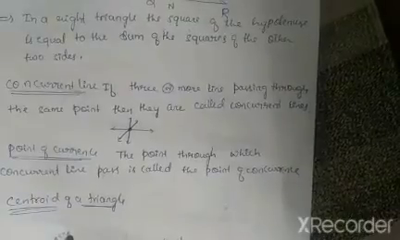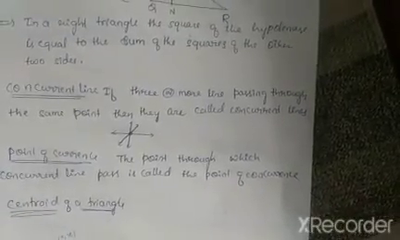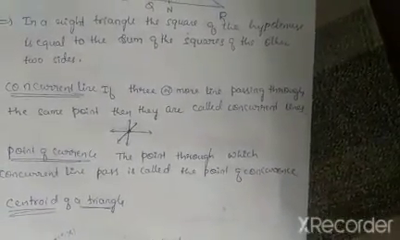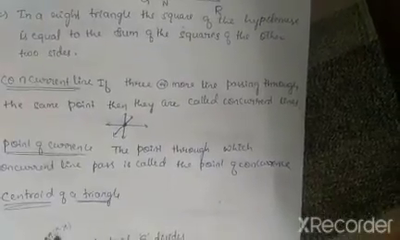I will take the vertices (x1, y1), (x2, y2), (x3, y3). From these three you can easily calculate the coordinates of G: add the corresponding coordinates, x1 plus x2 plus x3 divided by 3, and y1 plus y2 plus y3 divided by 3.